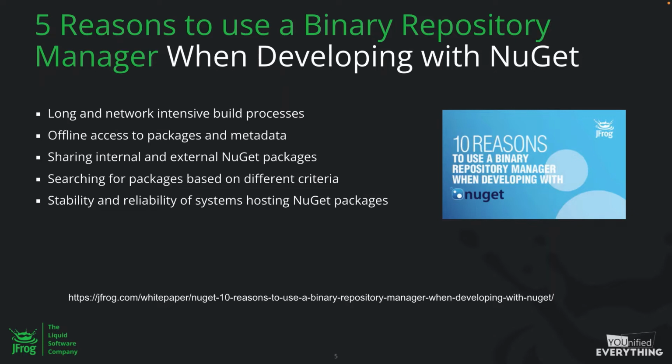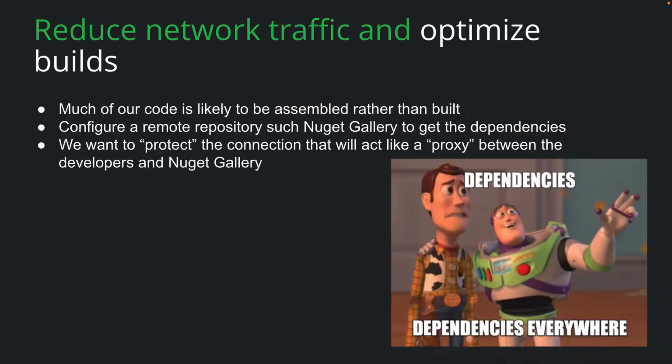If you want to find all of the reasons, you can easily click on the link that I just put here and get some of our papers about how to use a binary repository manager when we're developing with NuGet. So let's start with the first one: reduce network traffic and optimize builds.